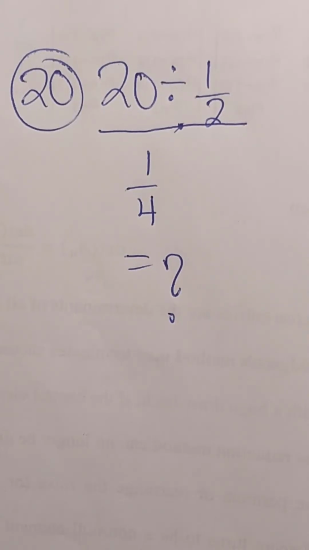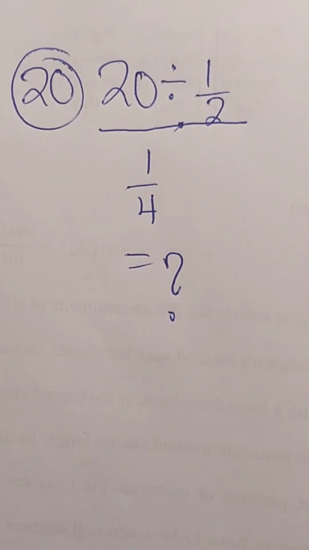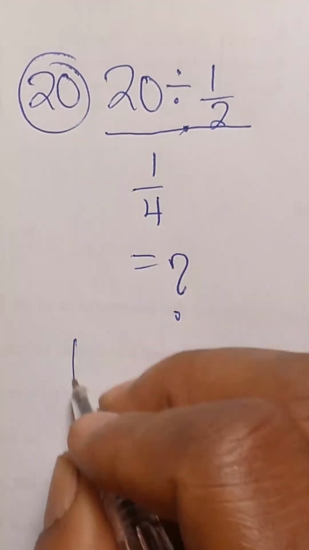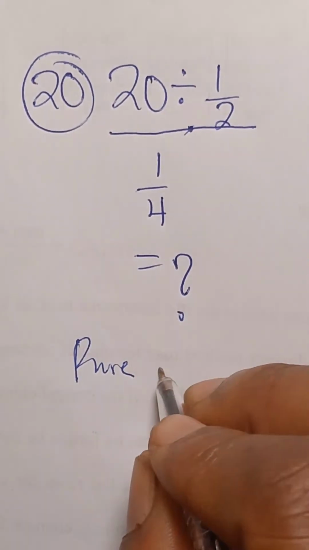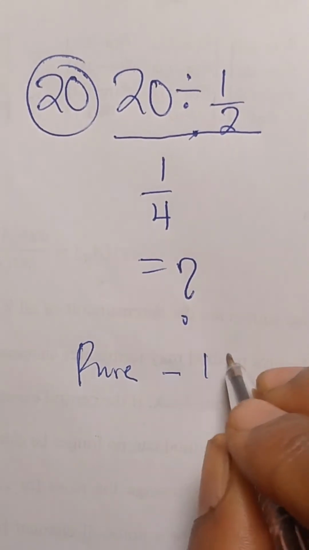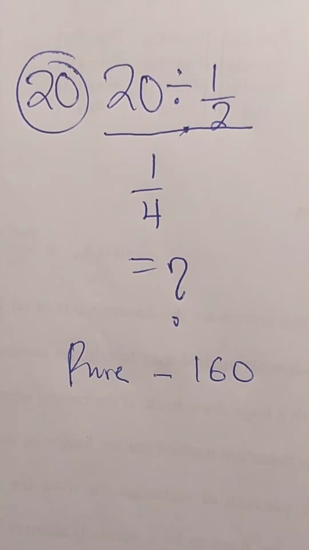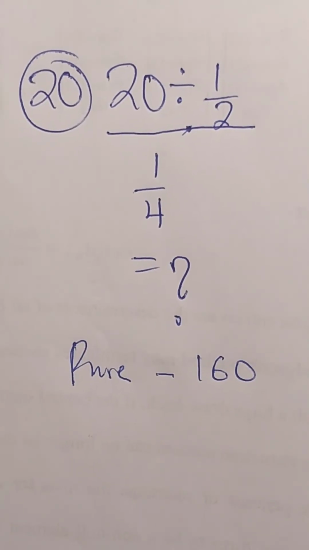So that is the final answer for today. If you know the answer, you write it down. If you know the answer, you comment. So Pure Rain, 160. Okay. So please, final answer for today. Abiodun, 160.